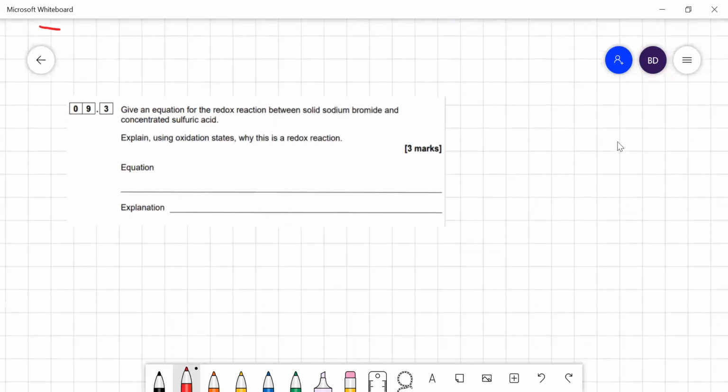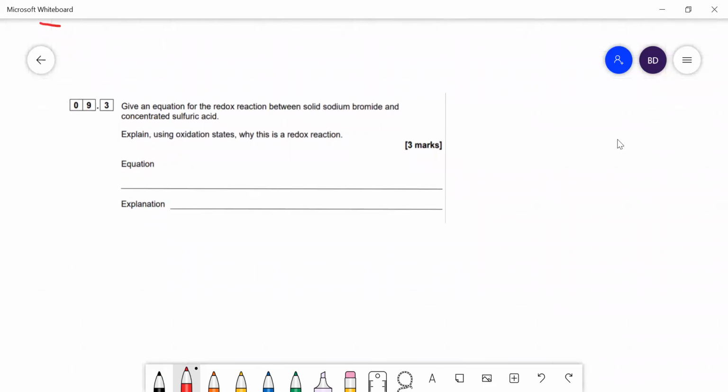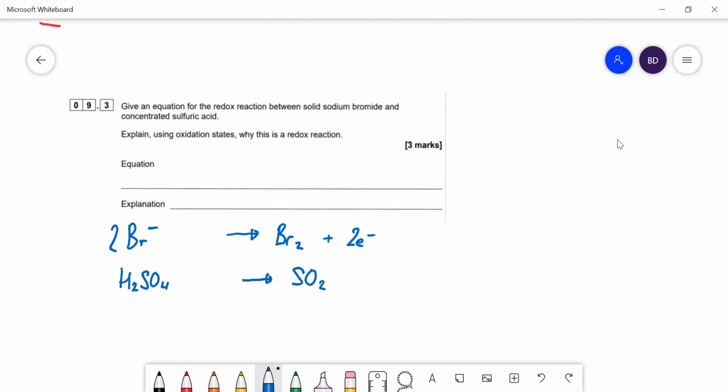Okay, give an equation for the redox reaction between solid sodium bromide and concentrated sulfuric acid. Okay, right, so let's do that. Now this time you do get a redox reaction. I'm going to construct it from two half equations. Okay, right, bromide ions will get oxidized by the sulfuric acid to bromine. Okay, so you need to put 2 there, and you're going to lose 2 electrons. The sulfuric acid is a mild oxidizing agent, but it can oxidize bromide ions, and in itself it will become reduced to SO2, if you remember, with bromide ions.